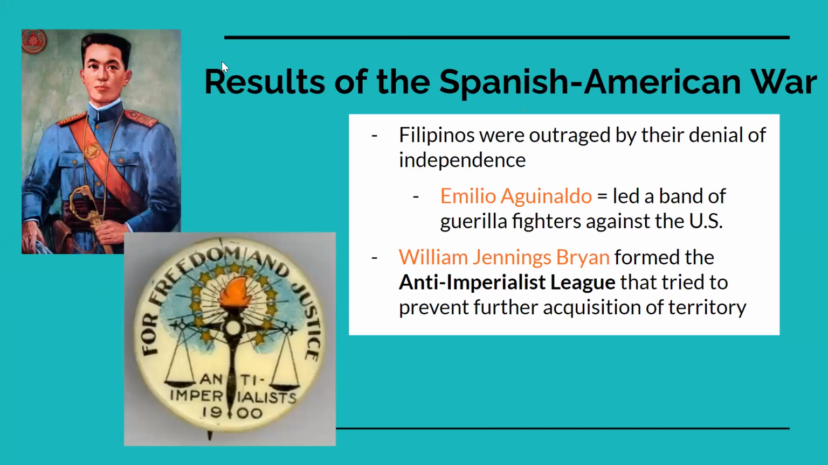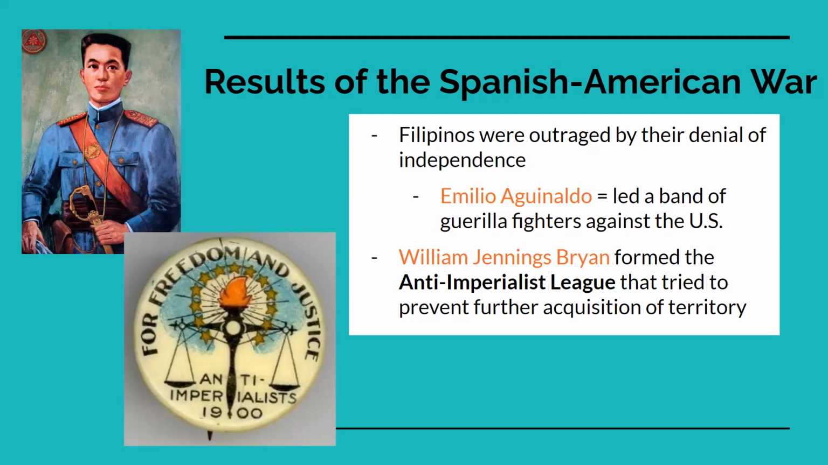But then also, the people there don't want to be annexed. The Filipinos were outraged at their denial of independence because they thought they were going to get the same treatment as Cuba. We led them to believe that when we fought alongside them and liberated them. Emilio Aguinaldo led a band of guerrilla fighters against the U.S. imperialists, and ultimately they were squashed. But it's a heartbreaking piece of evidence to show how the natives of these countries do not want us there.